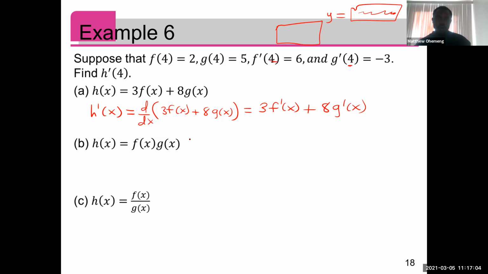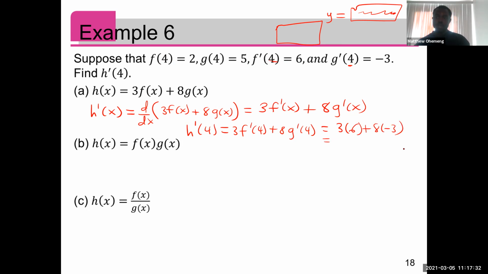Okay, so now that you have an expression for the derivative, if you want to find h prime of 4, you just plug in 4 wherever you see x. So that'd be 3 f prime of 4 plus 8 g prime of 4, right? And the f prime of 4 and g prime of 4 have been given up here. f prime of 4 is 6, g prime of 4 is -3. So that means you get 3 times 6 plus 8 times -3, right?